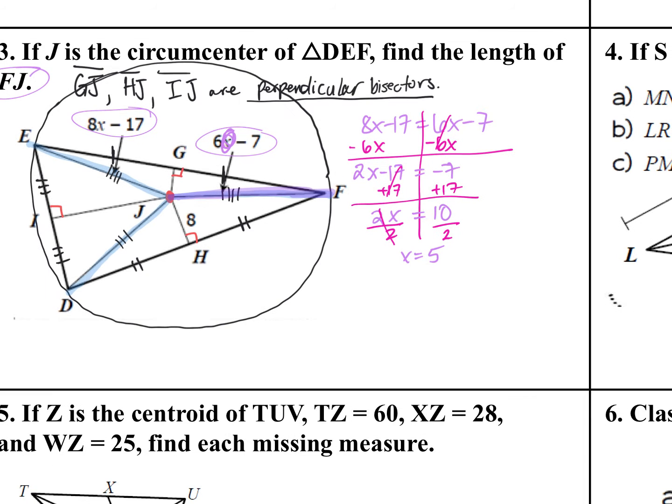So that means that FJ equals 6 times 5 minus 7. 6 times 5 is 30, and then minus 7, that gives us that FJ equals 23.